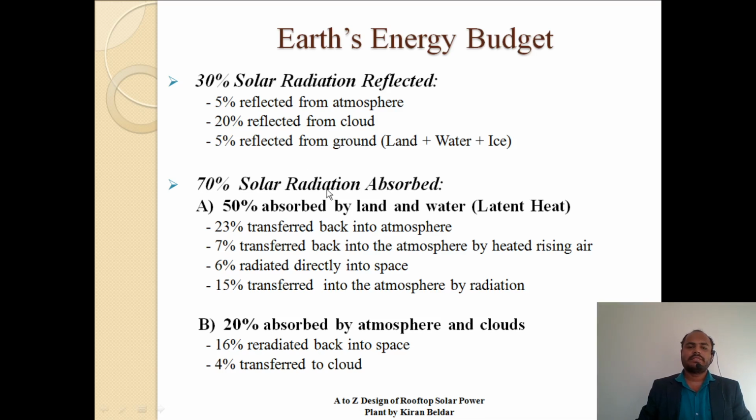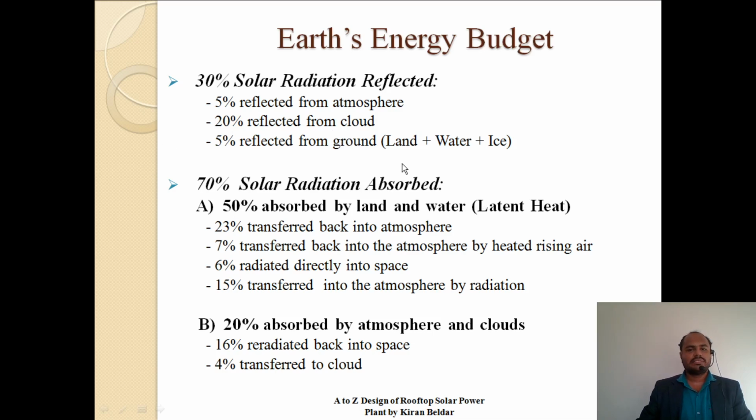Here, detailed specifications have been given. 30% of solar radiation is reflected back to space, of which 5% is reflected from the atmosphere, 20% is reflected from the clouds, and 5% is reflected from the ground, from land plus water plus ice.